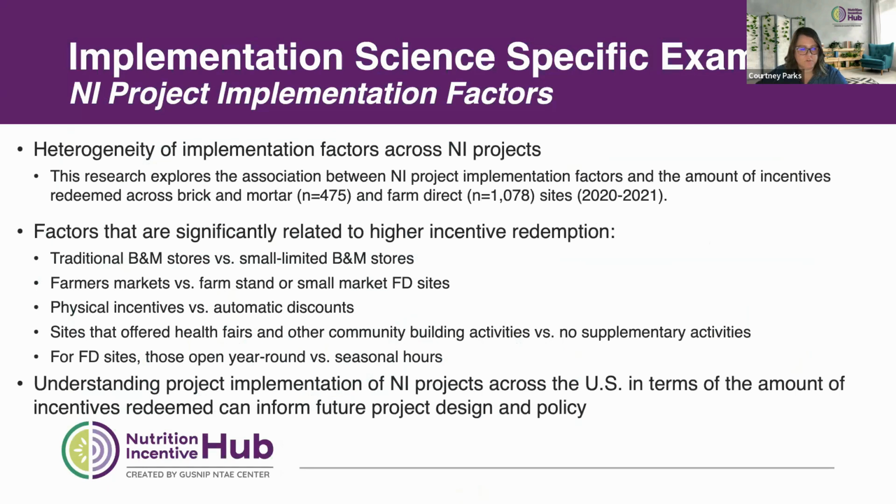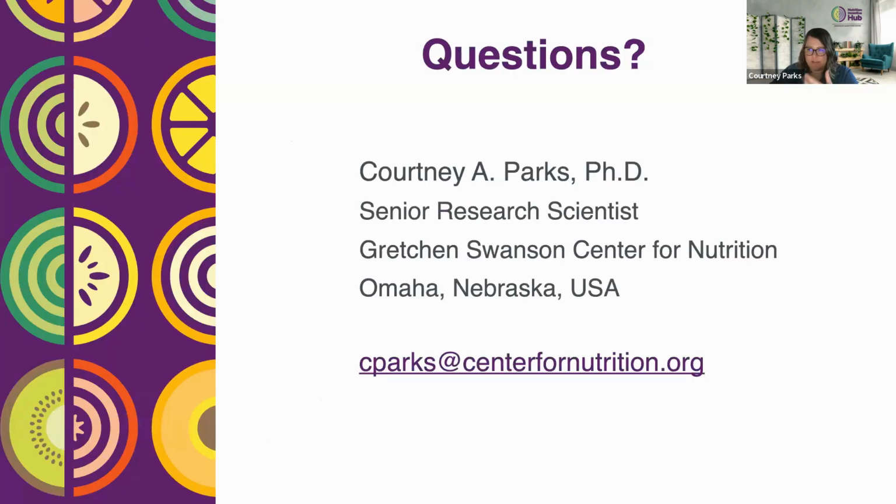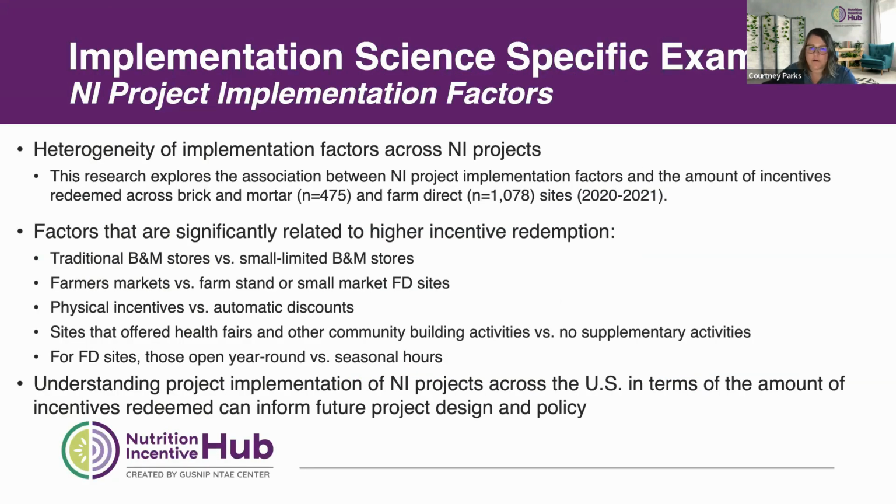Switching to another quick example of implementation science at play within GusNIP is a paper we're currently working on that describes the characteristics of nutrition incentive projects and how these factors influence the amount of the incentive that's redeemed. Some of these findings may not be surprising, but it's important to understand during program design and policy efforts. These include the size and type of the food retailer, the mechanism that the incentive is delivered through, and the types of supplementary activities implemented, like nutrition education, delivery, or community building activities. Those sites that had those features tended to have higher incentive redemption.